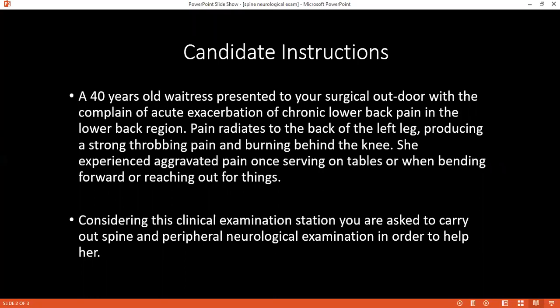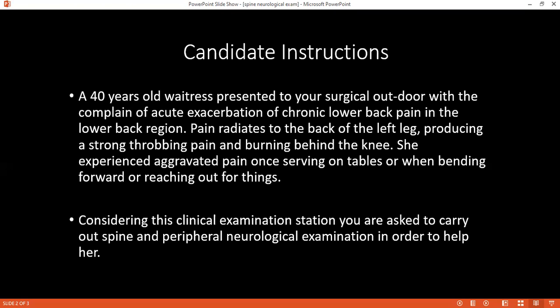Then I will check walking aids, anything else present or not. Then I will ask the patient to walk to this door and I will check her gait. Then with the patient standing in front of me, on inspection, I will check the posture. I will check the neck, shoulders, and any wounds, any scars. Then I check from the sides for any cervical lordosis, thoracic kyphosis, and lumbar lordosis.